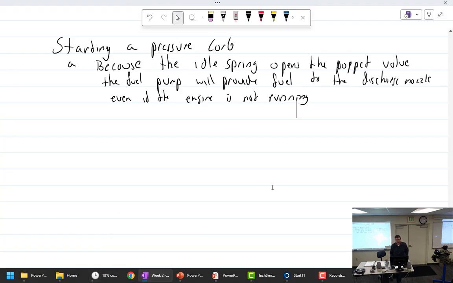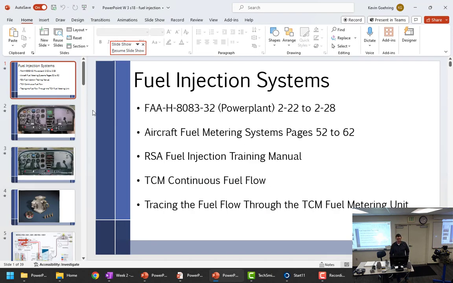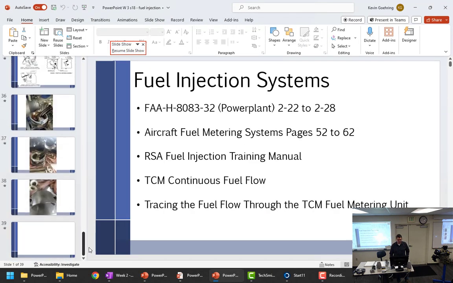All right. So you have to be careful with that. Don't let it sit there and run. What happens if I turn the boost pump on, but I got the mixture pulled all the way out? Ah, yes.